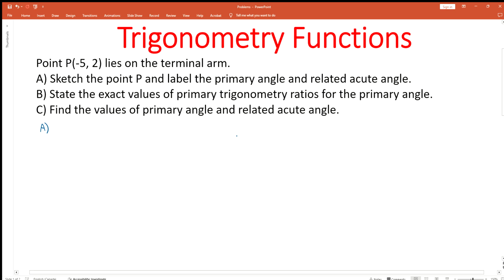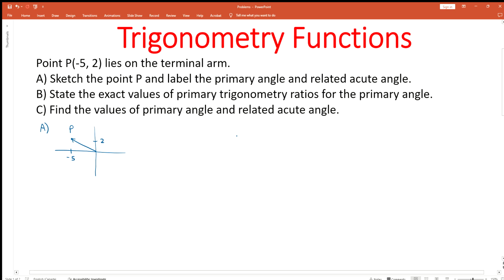Point P is (-5, 2). The x-coordinate is negative, the y-coordinate is positive. That means this point lies in quadrant 2. So this can be point P. This is the terminal arm.